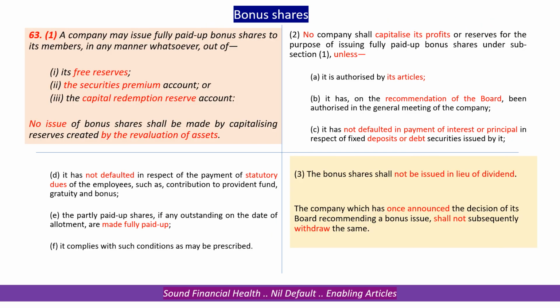Bonus shares are a simple thing. You capitalize the profits. You capitalize these three things. You cannot capitalize revaluation reserve, but you should be a clean company. Articles should permit, board should recommend. There should be no default in terms of deposits and debt securities. No defaults of statutory dues. Shares should be fully paid up. And there may be any other conditions. You cannot barter bonus for dividend. And once announced, it is just like a debt. It has to be issued by the company. And a company cannot announce once and then say withdrawn. No, there is no option to withdraw.